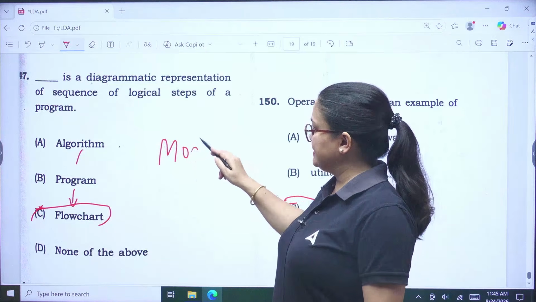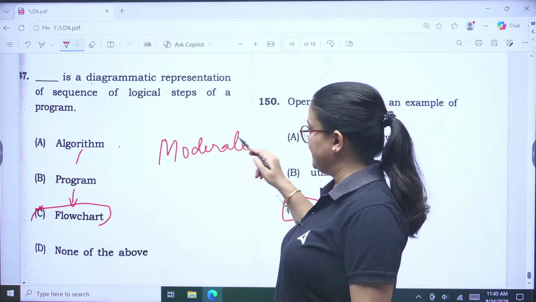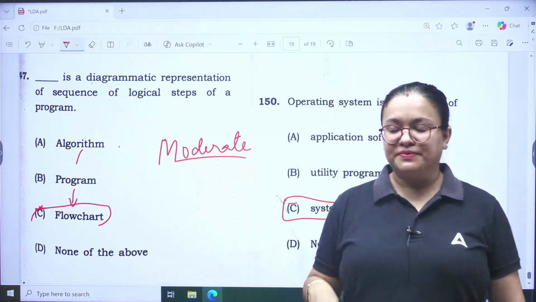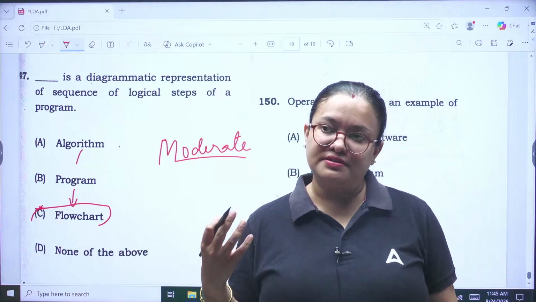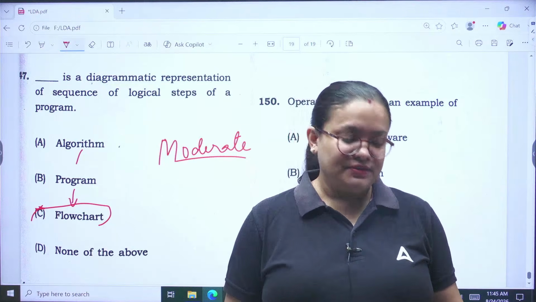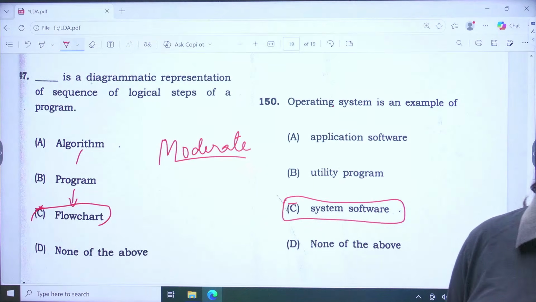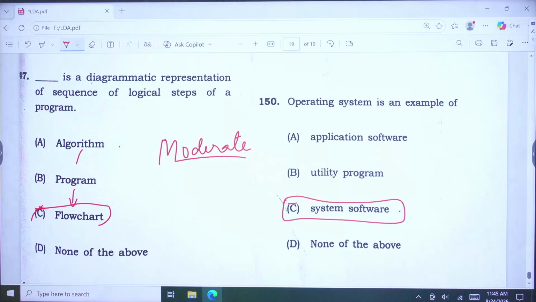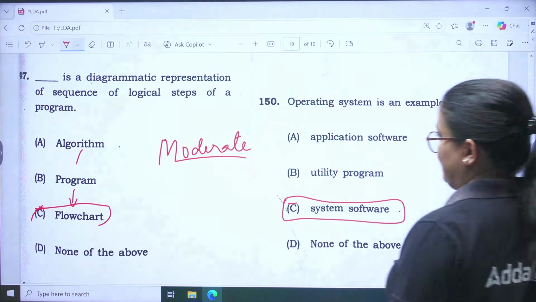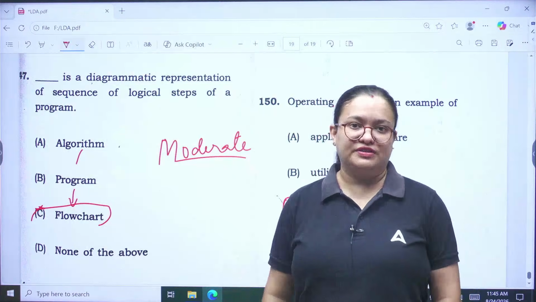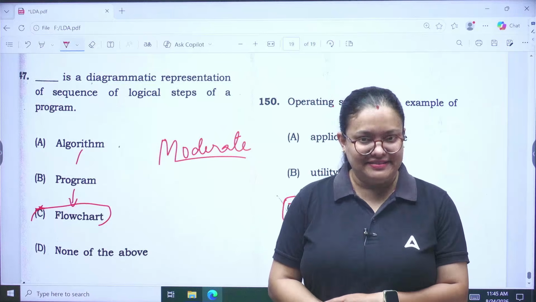Some of you are saying that the English portion was very tough. It was not tough. Actually, it was a bit lengthy, right? Many of you are saying they are scoring a maximum of 200 plus, around 200 to 250. Maximum are scoring in between 250 also. So those are very safe scores.